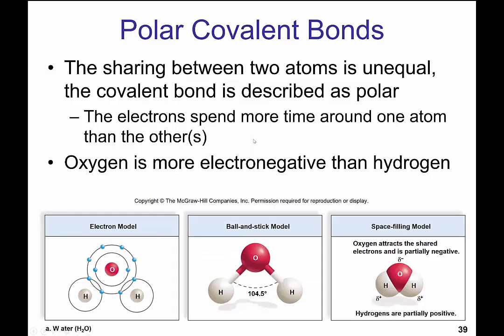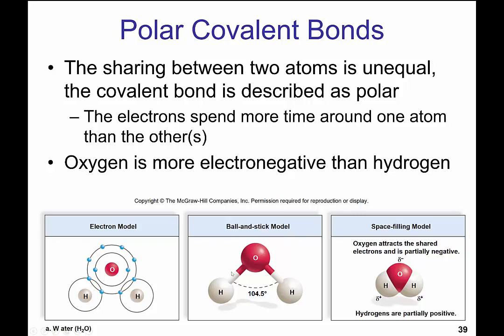But with water, we have an unequal sharing of electrons. Oxygen is more electronegative than hydrogen, and so this results in electrons, which are negatively charged, spending more time around that oxygen atom than around the hydrogen atoms here. What we see is this partially negative oxygen and a partially positive hydrogen. This is what we mean by a polar covalent bond.